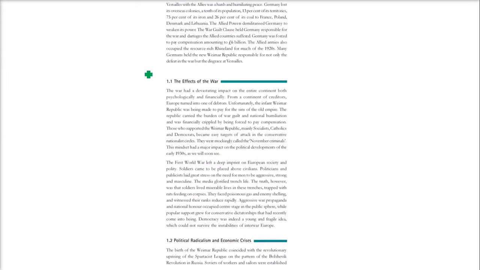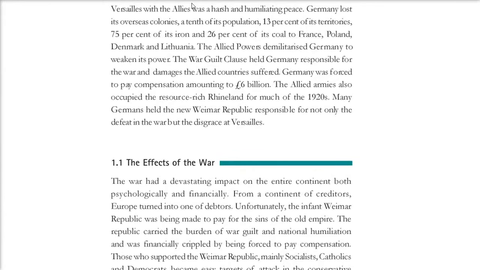So there was the Peace Treaty of Versailles, where the Allies, those who won, were very harsh, very harsh. Germany lost its overseas colonies, one tenth of its population, 13% of its territories, 75% of its iron and 26% of its coal to France, Poland, Denmark and Lithuania. Also, they demilitarized Germany to weaken its power.